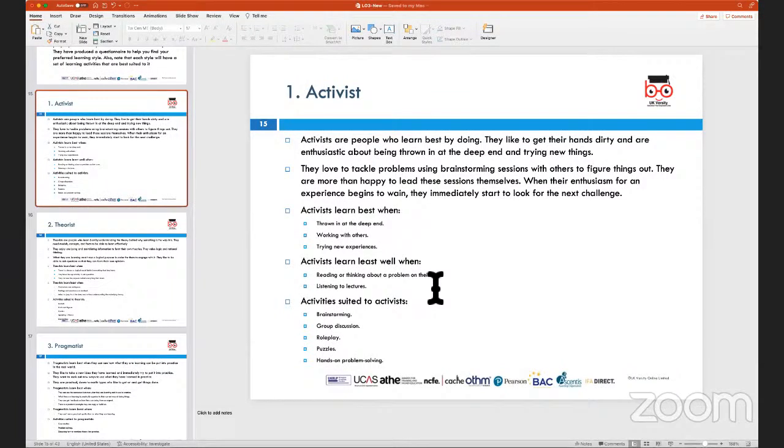So if we are looking at people who learn best by doing things, they want to get their hands dirty, they want to get into the thick of things, then in those cases, you are looking at people who would like to be thrown into the deep end. They want to work with others, they want to try out new experiences, they want to seek out adventure, and they basically learn by doing things themselves. They would be termed as activists. Activists in organizations tend to be people who are involved in brainstorming, group discussions, and role plays. They are good at solving problems.